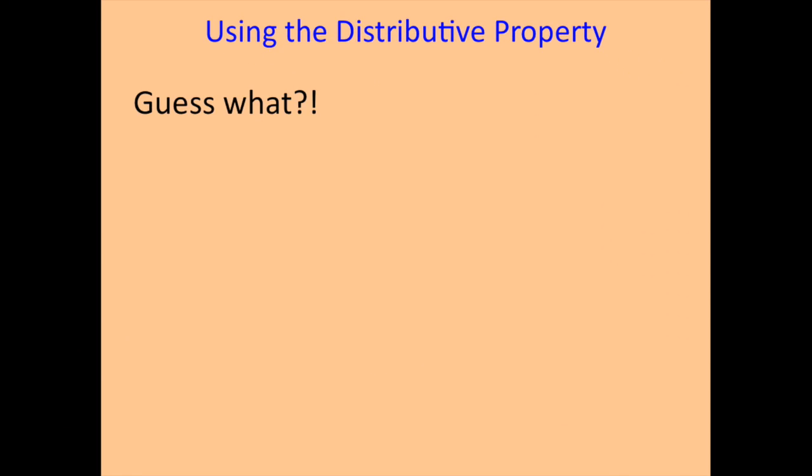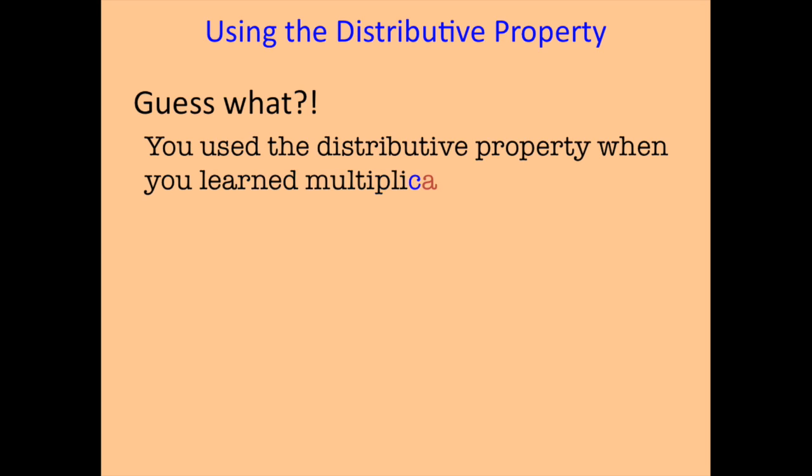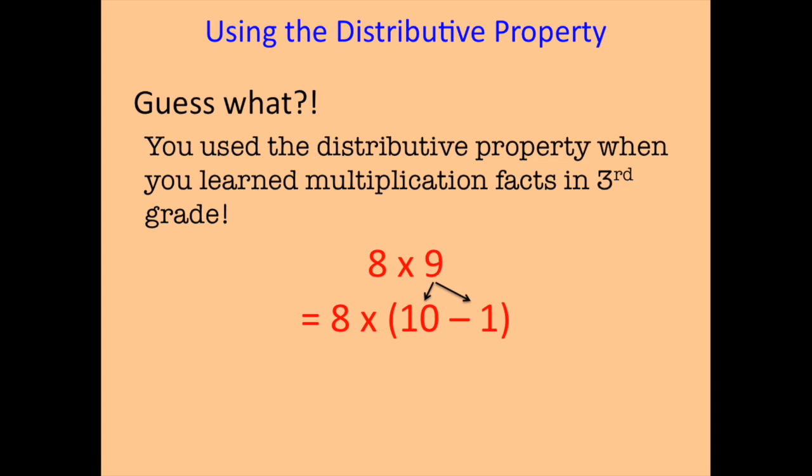Guess what? You used the distributive property when you learned multiplication facts in 3rd grade, too. You just didn't know the math term for it yet. Let's take a look at an example of how you've already learned to use the distributive property. We can solve 8 times 9 by thinking of 9 as 10 minus 1. 8 is my multiplier here, so I will then be distributing my 8 to the 10 and distributing my 8 to the 1. We learned to solve 9 multiplication facts this way because multiplying times 10 is often easier.